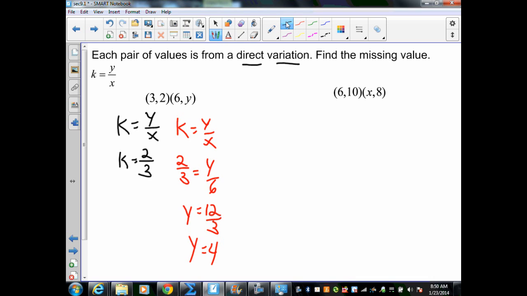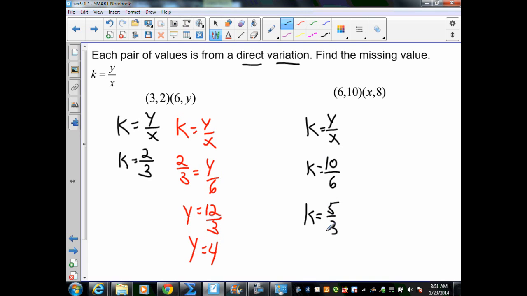And on my next problem, again, I know that my constant of variation in my direct variation is K equals y over x. Substituting my known values in, K equals 10 over 6. Then I can simplify. 2 goes into both. I get 5/3.